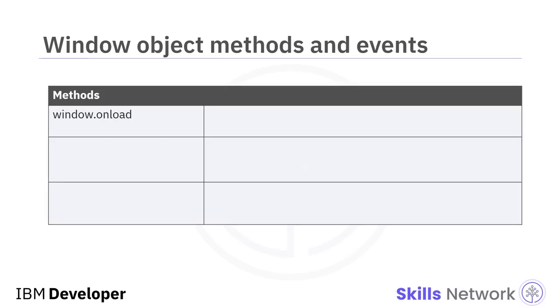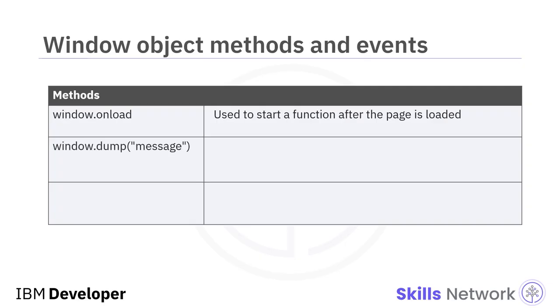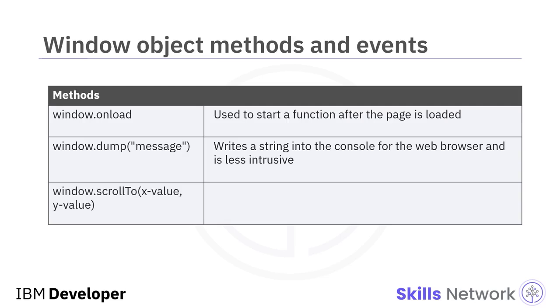The window.onload function can be used to start a function after the page is loaded. The function window.dump message writes a string into the console for the web browser. The dump function is a less intrusive way to display diagnostic information than the alert method. Finally, the window.scrollTo X value, Y value scrolls the web browser to a particular set of coordinates on a page.